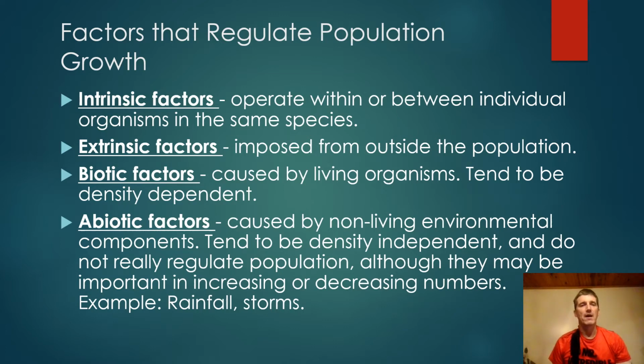Extrinsic factors might be things that are happening from outside of the population. Like in the case of elephants, people might shoot elephants when they're larger and when they're in their reproductive prime because the ivory is larger at that point. Biotic factors would be things that are caused by living organisms. These are very often density dependent. So things like the salmon that are wiping out the nest of other salmon, that would be a biotic factor.